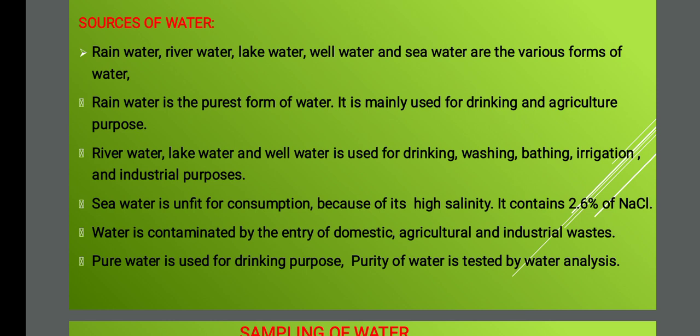So we have to check the contamination of water. It's mainly contaminated by three things: domestic, agriculture as well as industrial waste. So pure water is meant for drinking purpose, and the purity of water is checked by an analysis called water analysis. Is it clear now? Next I'll go with the sampling of water.